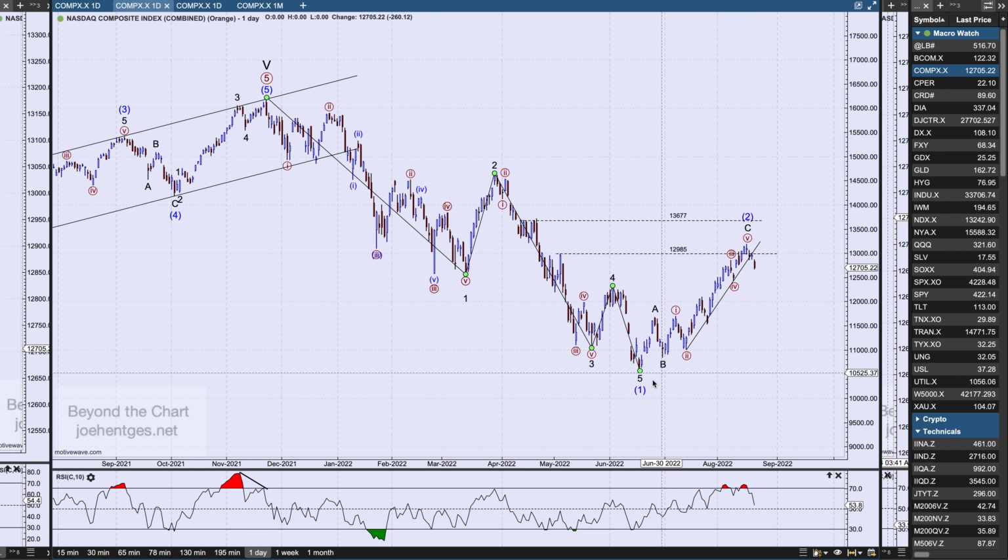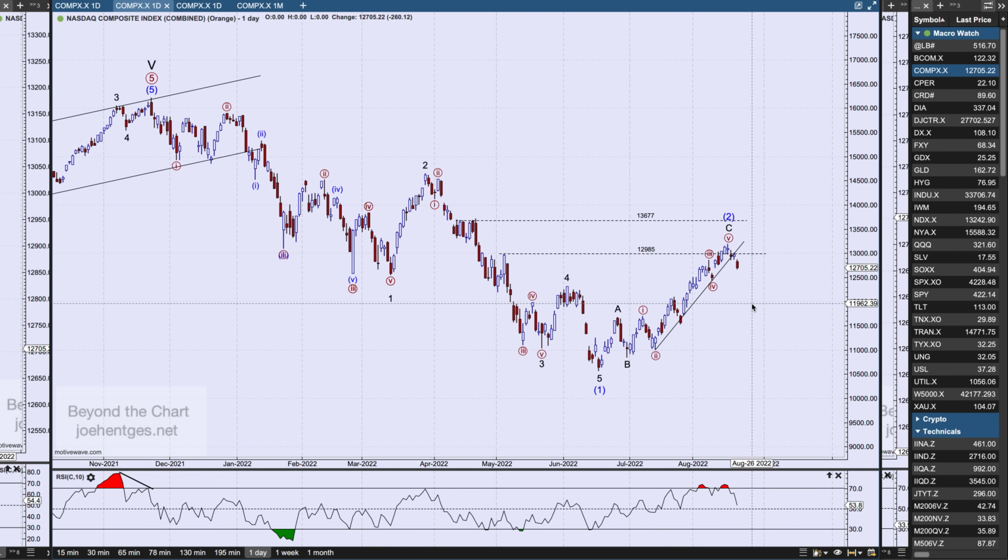Right now, this looks to me like a zigzag. A zigzag is an ABC, a 5-3-5 type structure. And I think we're very close. I think we may have hit that high this last week, on Tuesday. If that's the case, we should be breaking down. We should continue to get follow through to the downside. Now, what I do like is the way it broke this trend line between 2 and 4 in here.